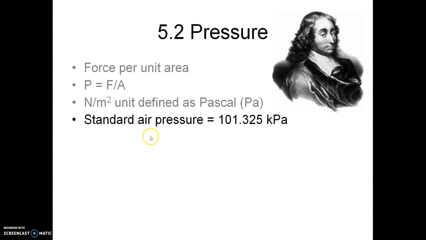Now, normal air pressure, the air pushing down on you, it's a gas, it has weight, it's applying force on you. Air produces pressure. Standard air pressure, which is defined as the pressure on an average day at sea level on Earth, is 101,000 pascals. So again, notice we use kilopascals. 101.325 kilopascals is standard air pressure. Again, that's a typical day at sea level.